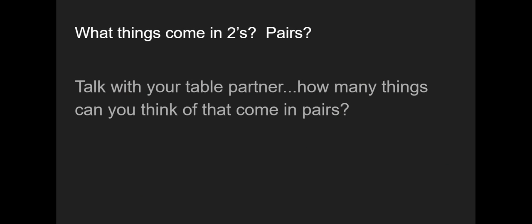Can you think of things that come in pairs of 2s? We've mentioned a few. So in class, we talked about how we have 2 mittens, 2 gloves, 2 hands, 2 feet. We also have several things on our body that come in 2s, like 2 eyeballs, 2 ears.